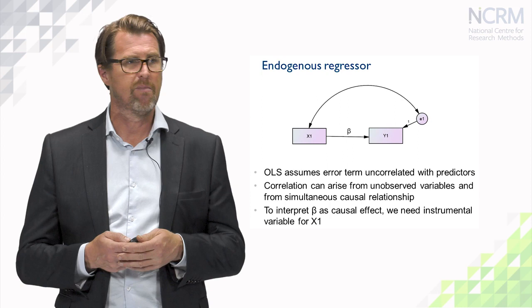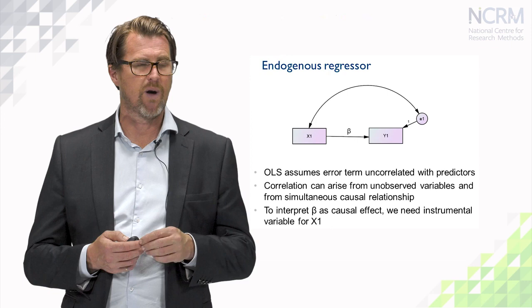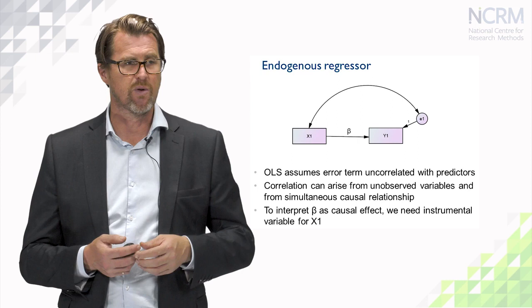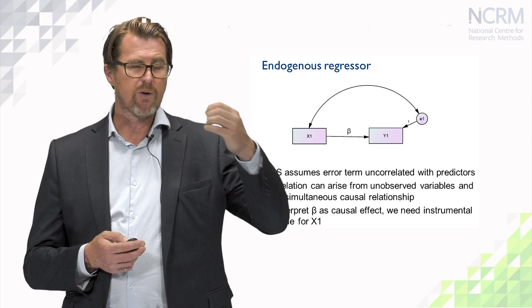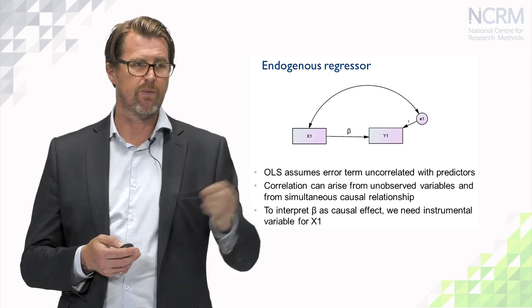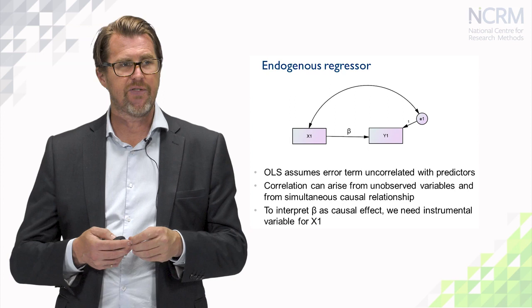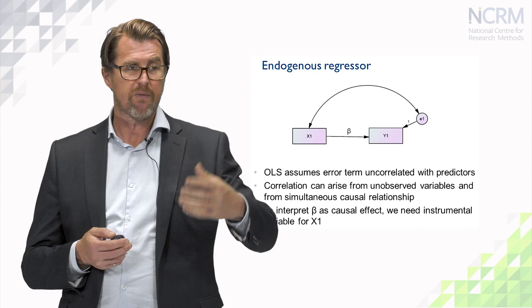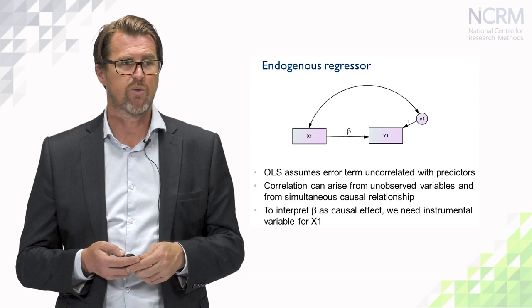So we have here y1 regressed on x1. We want to estimate beta, where we'd ideally like to treat beta as the causal effect of x1 on y1. But we also see here that we have a covariance or a correlation between the disturbance term in this equation and x1, which is the predictor. Now, we know from our OLS classes that this is an assumption that we have to make in OLS, that we don't have a correlation between the error term and the predictors.